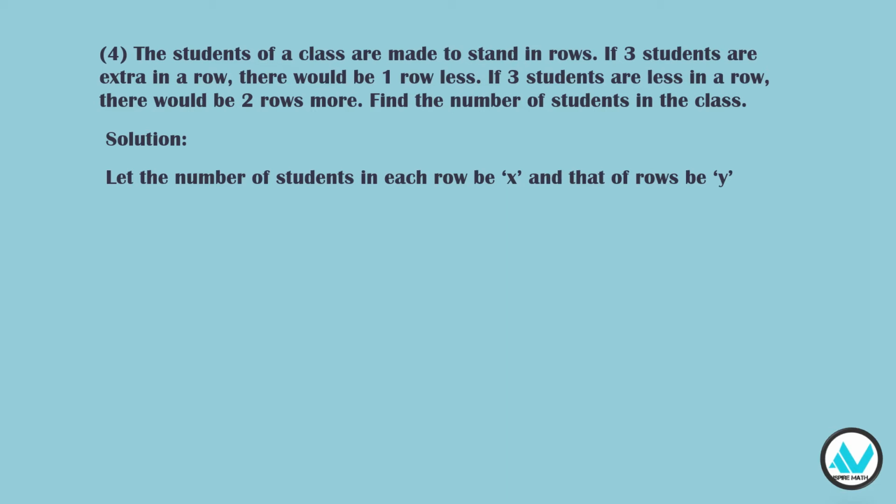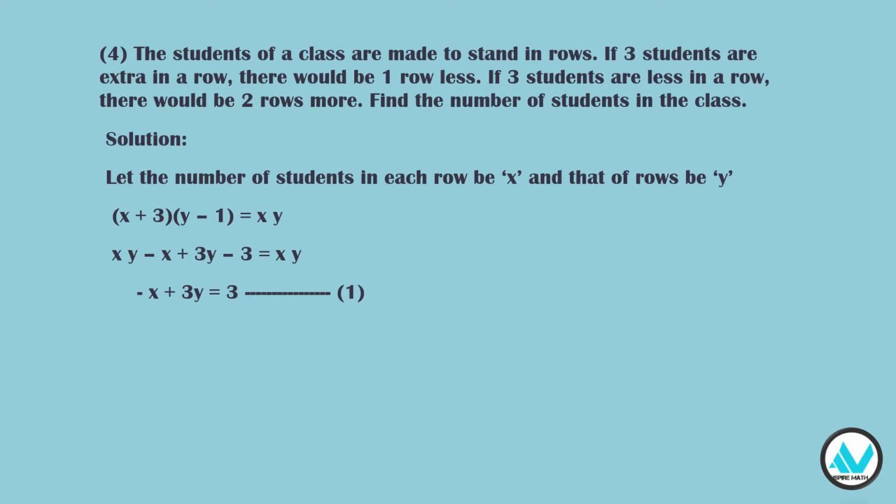Now according to my first condition, there are 3 students more in the row and there is 1 row less. So I get x plus 3 into y minus 1 equal to my total number of students. Now let me simplify this. I get xy minus x plus 3y minus 3 equal to xy. Now which gives me minus x plus 3y equal to 3. This gives me equation 1.